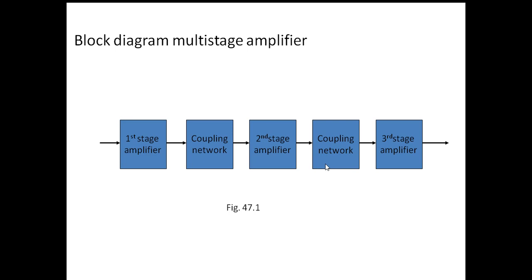The multi-stage amplifier may be connected like this. Here the input is given to the first stage of the amplifier and the output is measured from the last stage. Here the last stage is only the third stage. Therefore the output is measured from the third stage. In between first and second there is a coupling network, and in between second and third there is a coupling network.